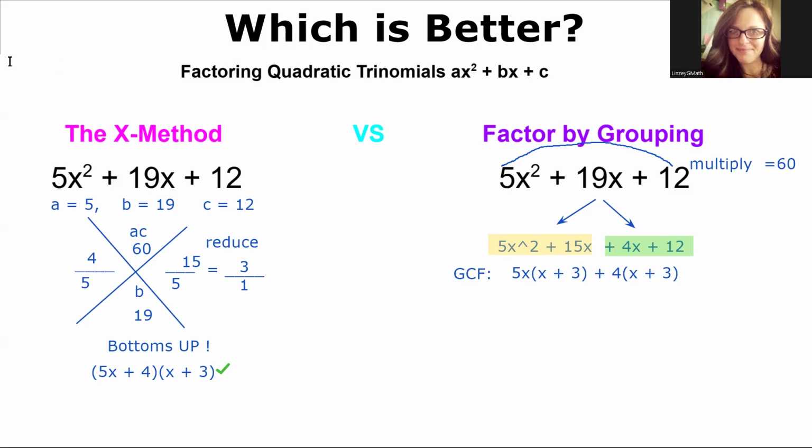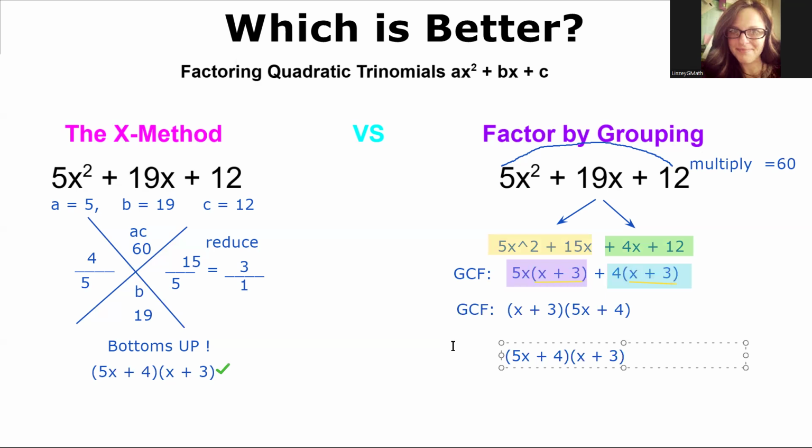Now we have our first term and our second term. And we see that they both have a common factor of x plus 3. So we will factor out the greatest common factor again, x plus 3. And we are left with 5x from the first term plus 4 for the second term. And I can rearrange this, and we do get the identical answer when we used the X method.